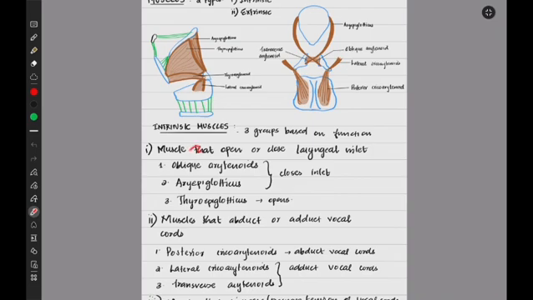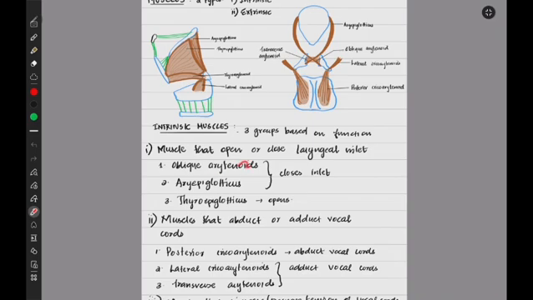The first function is about the muscles that open and close the laryngeal inlet. It consists of the oblique arytenoids, aryepiglottis and thyroepiglottis. So this is the oblique arytenoid, which crisscrosses. Then this is the aryepiglottis, which is the continuation of the oblique arytenoid. Then the thyroepiglotticus.